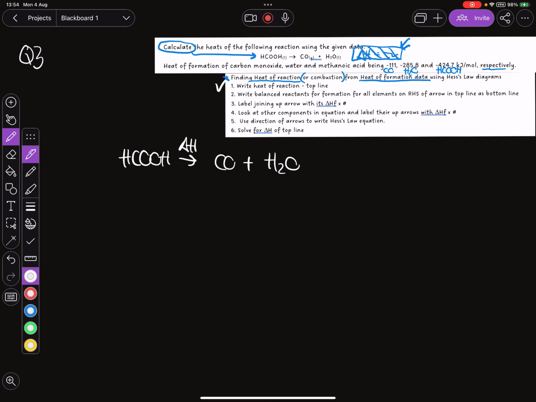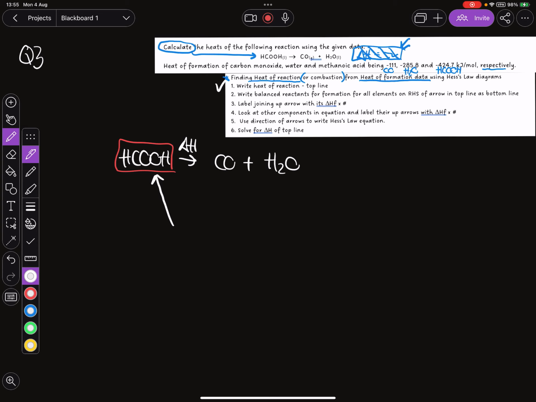We then want to write balanced reactants for formation for all elements on the right hand side of the arrow. So I'm looking now particularly just here. We could do it from the right hand side, it doesn't matter. Heat of formation, we know, is the heat change when 1 mole of a substance is formed from its elements in their standard states. So this time around our arrow is going to go up.